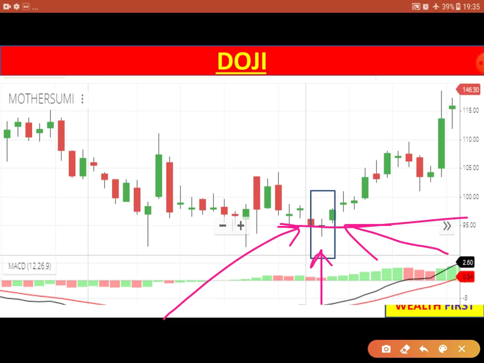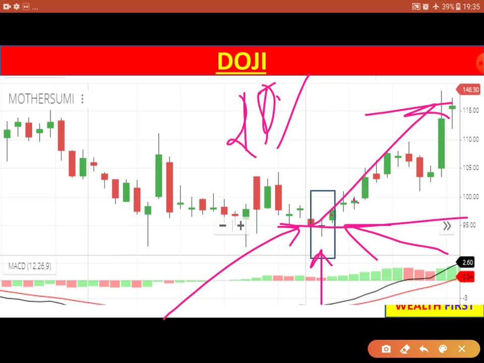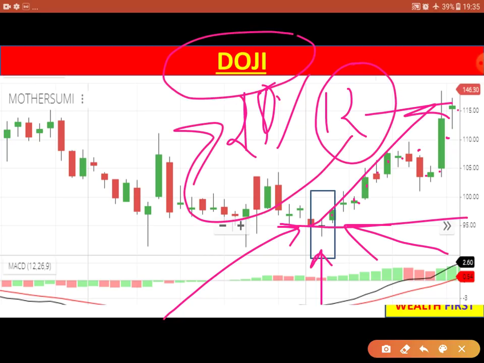And see what has happened from 95-96 levels. This has risen to almost 115, which gives you 15 to 20% profit within 12 trading sessions. You gain 20% of profits. This is what a Doji candle is.